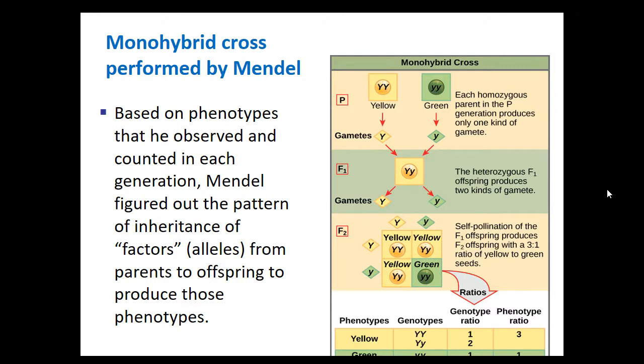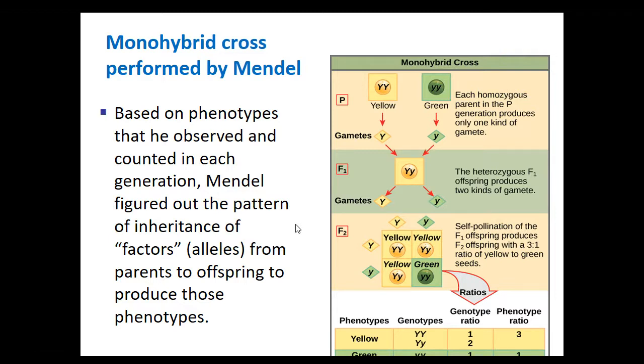No matter what he did, whether he did it with seed color, wrinkled or smooth seeds, tall or short, he got the same 3-to-1 ratio in that F2 generation. And that's what those ratios, those numbers that he got. He worked backwards to figure out what was going on. He figured out that there were what he called factors, which we now know are alleles, but he just called them factors.